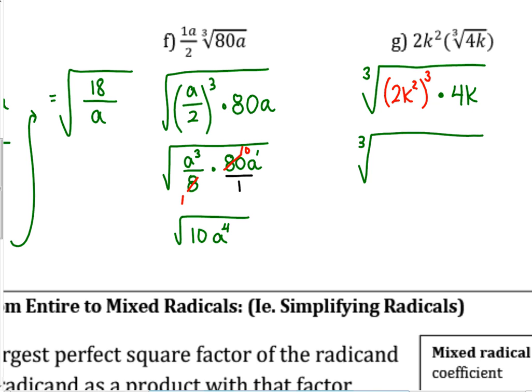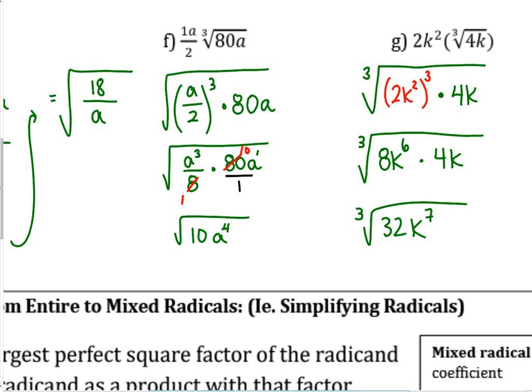What's 2 cubed? 8. What is k squared to the power of 3? K to the power of what? 6. Why 6? Power to a power. Because if it's cubed, right, you have k squared times k squared times k squared. So that's why. Times 4k, which gives us 32 k to the 7. So if you got that, good job.